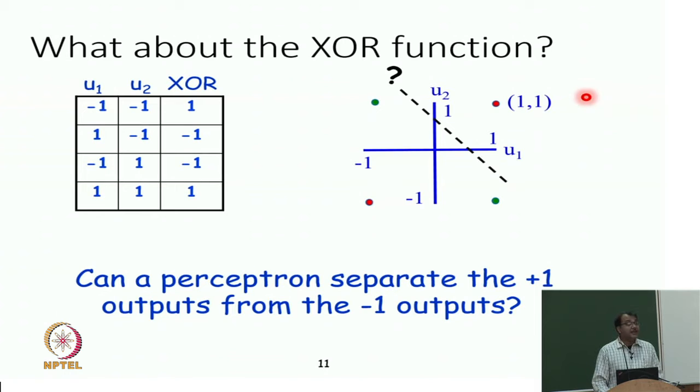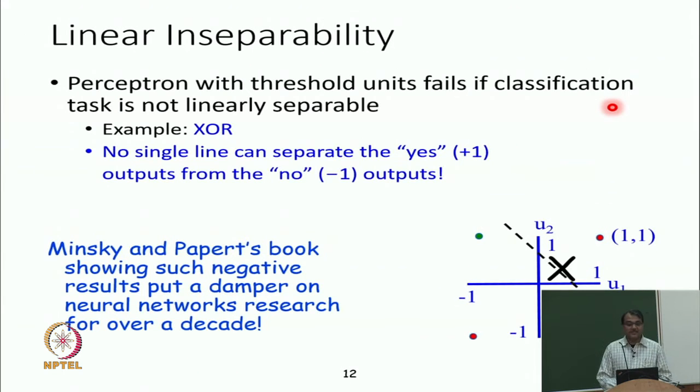Now that put cold water on research in neural networks. This was a very famous theorem by Marvin Minsky in his book on perceptrons, where Minsky and Papert showed that a perceptron with a threshold unit fails if the classification task is not linearly separable. Well, it feels very obvious in hindsight, right? Because we are always computing a linear function and then we are saying, are you greater than a value? Or you can take the value into the linear function and say, are you greater than 0?